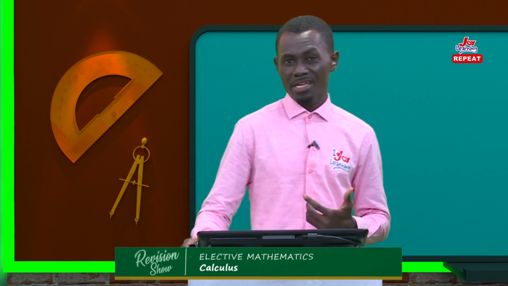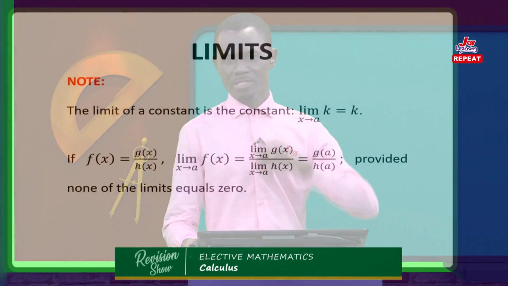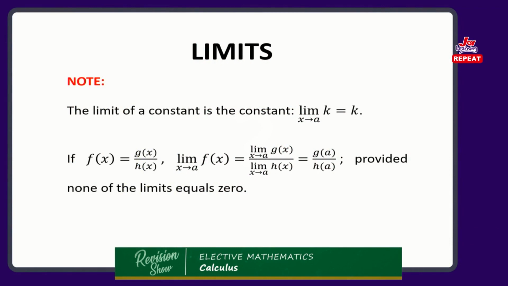All right. Now, if a function f of x is rational, a rational number ordinarily is a number that can be written as a ratio of two numbers. So if it's a rational function, it means that it is one function divided by another function. So say f of x is defined by g of x divided by h of x. Then the limit of f of x as x tends to a is the limit of g of x as x tends to a divided by the limit of h of x as x tends to a. This is provided that none of the limits is equal to zero.